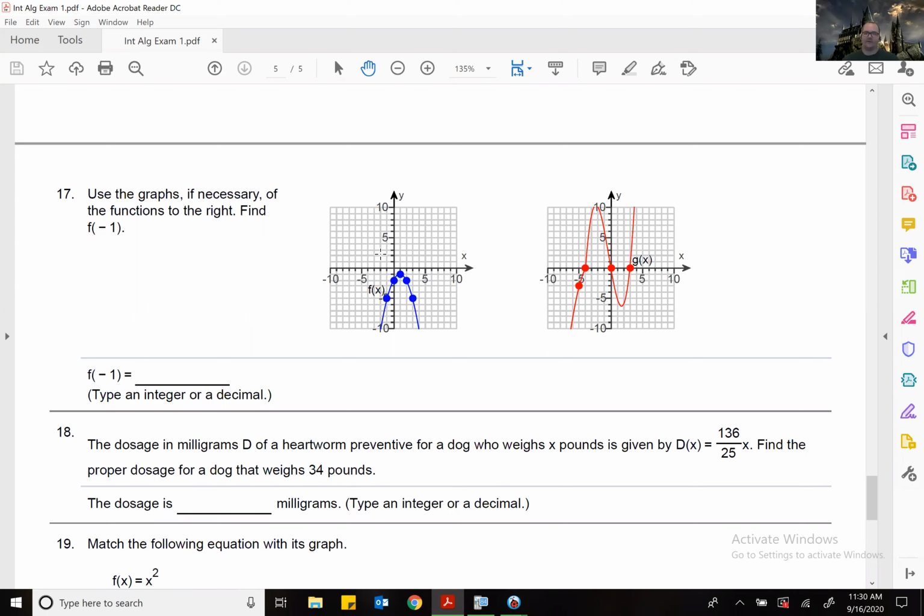What's the Y value? What is it? -5. It is -5. There you go. That's it. That's all you're going to do. In the blank, you're going to put -5 because that's where the dot is, right here at -1, -5.